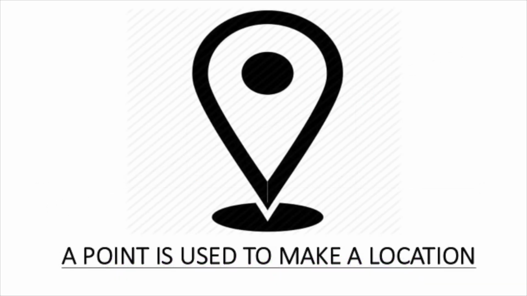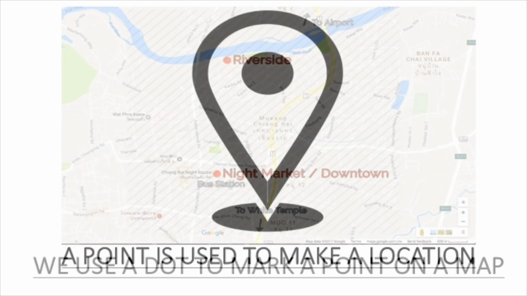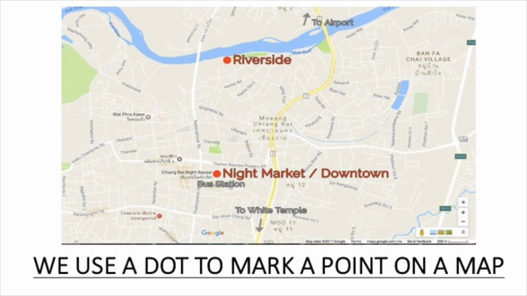A point is used to mark a location. Yes, if we look on a map, very often we will see lots of dots. These are points that mark the location. Yes, location means place. We use a dot to mark a point on a map. Yes, you can see there are many dots here.